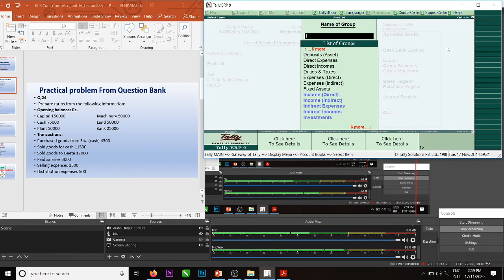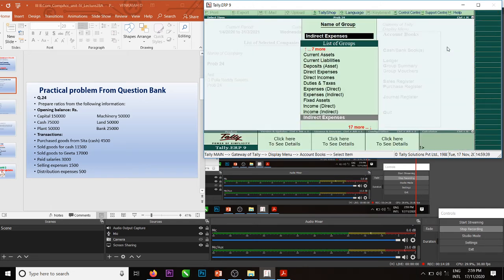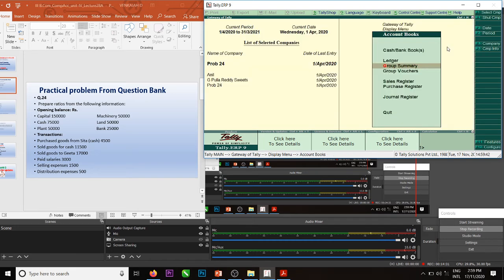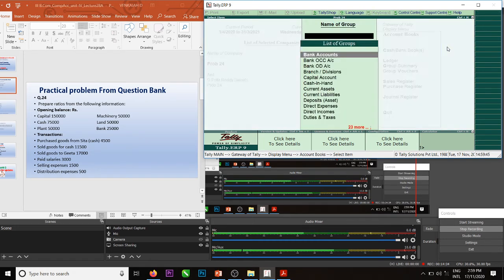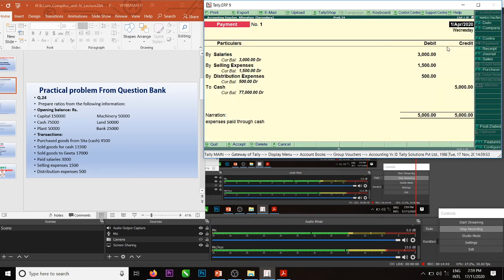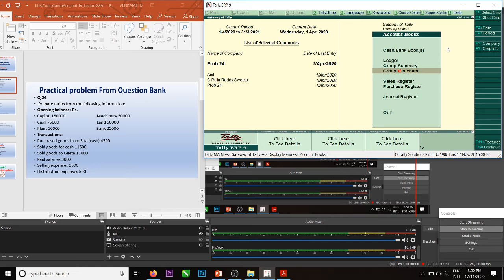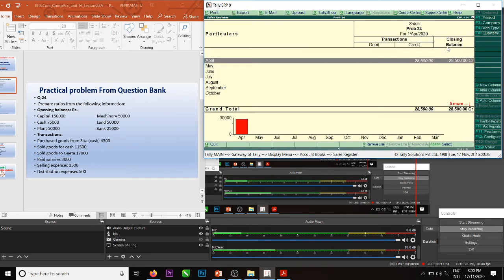Group summary, indirect expenses. Indirect expenses are 3 are there, na? That 3. Group vouchers, indirect expense vouchers. It is showing exclusively vouchers which consist of indirect expenses. Sales register. It is showing sales. Alt F1. It will go to vouchers.